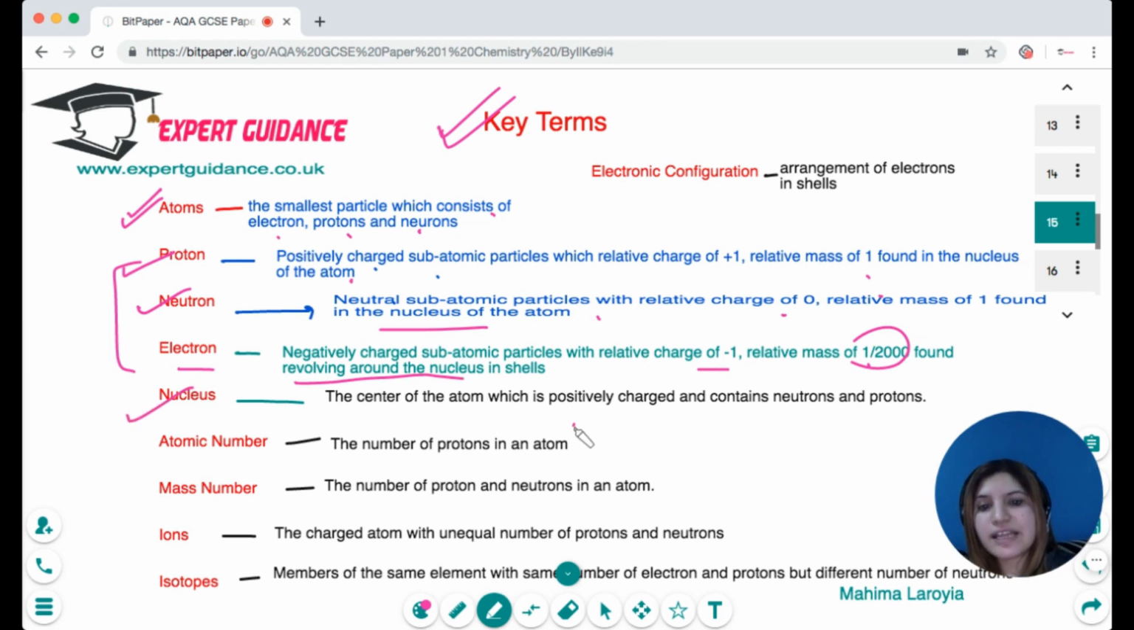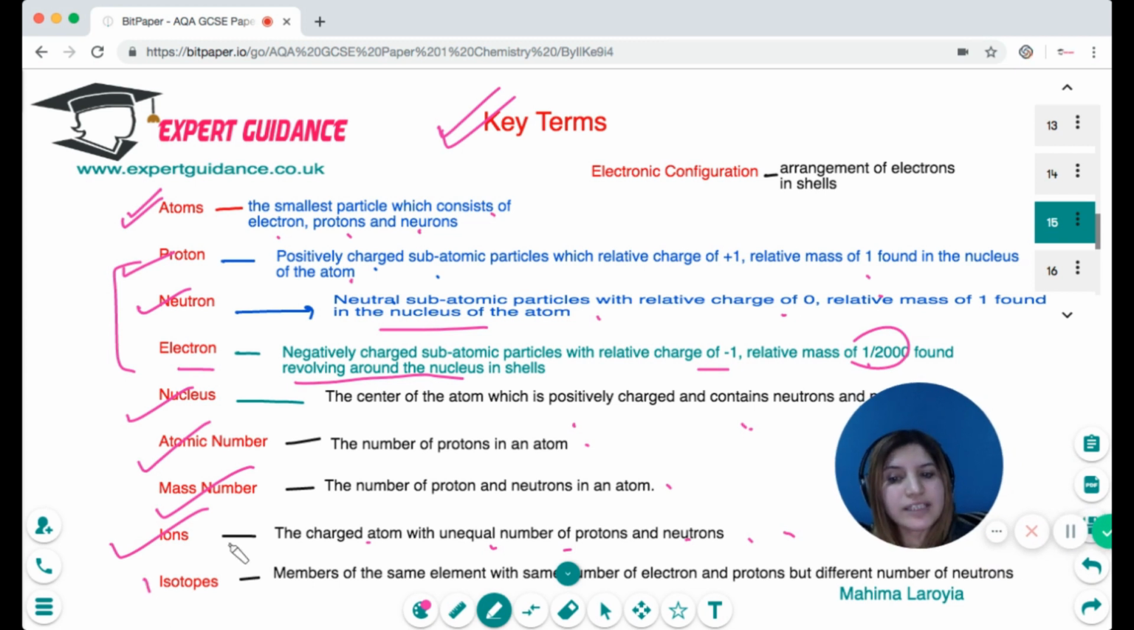The nucleus is the center of the atom with a positive charge, which contains neutrons and protons. Atomic number is the number of protons. Mass number is the number of protons and neutrons. An ion is a charged atom with an unequal number of protons and electrons. What are isotopes? Members of the same element with the same number of electrons and protons but a different number of neutrons. Electronic configuration is the arrangement of electrons in shells. Okay, so I hope all these key terms in this unit are clear to you.